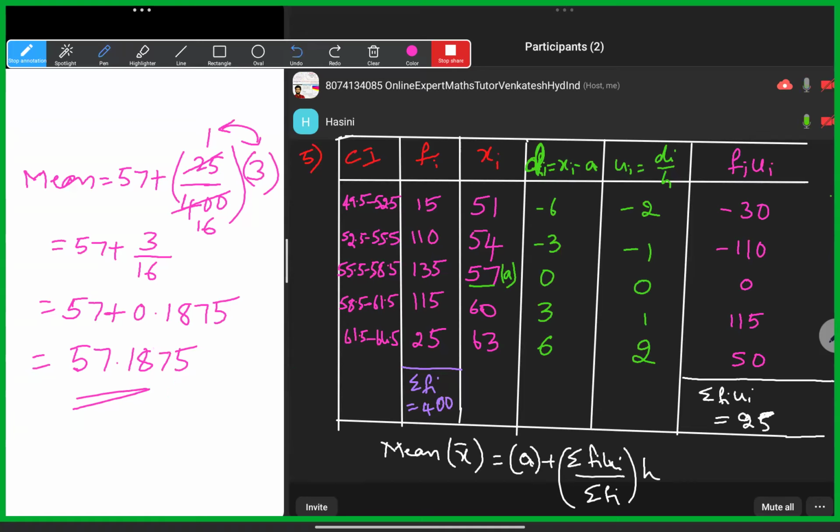Oh, okay, sir. Correct only, sir. But we can write our exact answer also, Hasni. This is the actual exact answer. They rounded to the second decimal. Okay, sir. Shall I delete it, Hasni? Yes, sir. You can delete it.